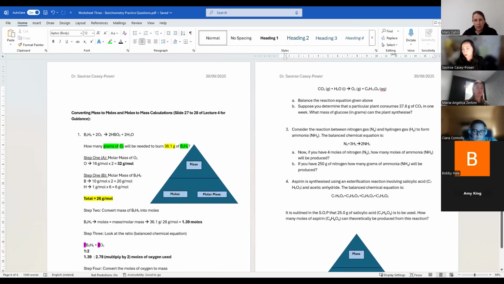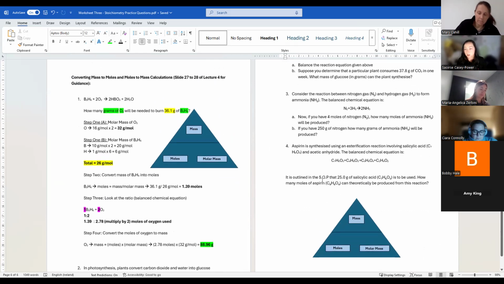Okay, so I'll do one more of those. As you can see, it's just practice makes perfect with these. It's the same formula over and over again. So I'm going to do this one here.